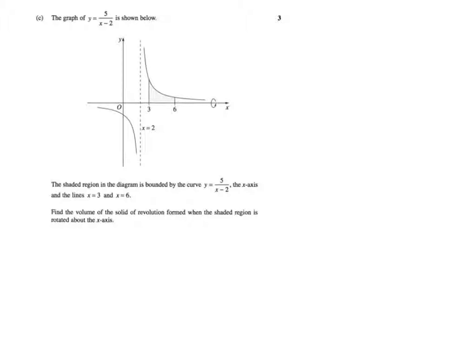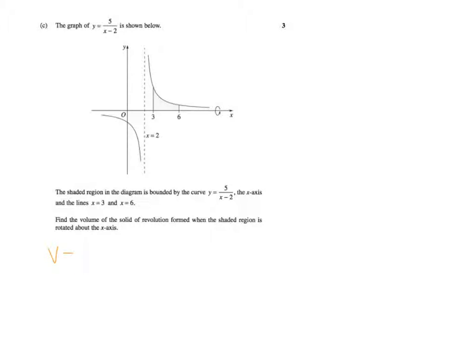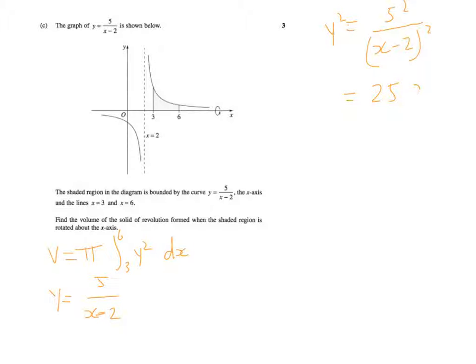So straight away, I'd stop and say that my volume is pi of y squared with respect to x. Okay, and that's going to be between 6 and 3. Right, well I know if y equals 5 on x minus 2, well that simply means that y squared equals 5 squared on x minus 2 squared, or 25 x minus 2 to the negative 2. Look, I've gone straight into index form simply because I know I'm going to be integrating.